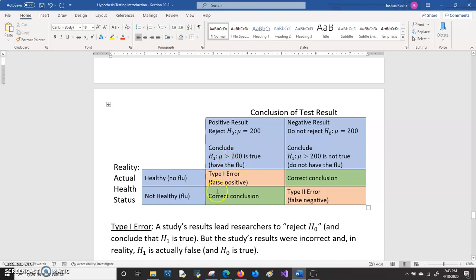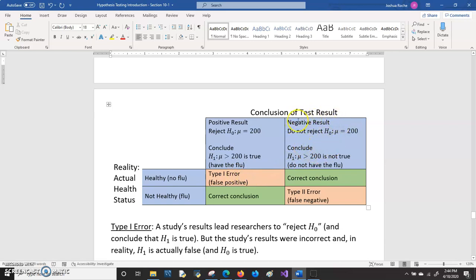And again, that could be the correct conclusion. That might match up with reality, but there's always a chance that that result is inaccurate. And even though you get this result, a positive blood test, you actually are healthy and you don't have the flu. In that case, they call that a type 1 error. In medicine, sometimes they call that a false positive. You get a positive blood test saying that you have some illness, but that test is actually wrong, and you actually don't have that illness. So in statistics, that's called a type 1 error.